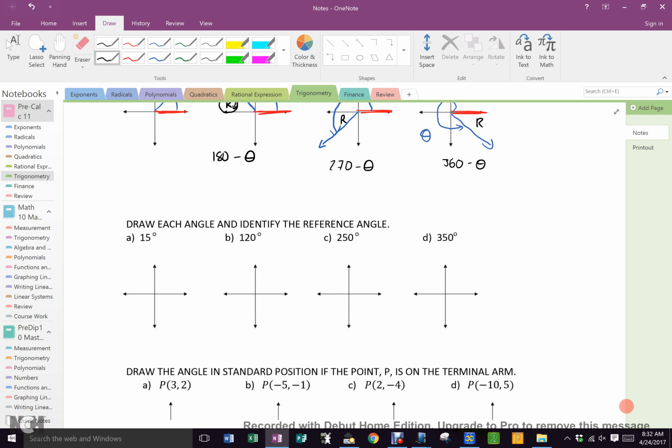So now I want you to draw each angle and identify the reference angle. Now when I say identify the reference angle, I want a measurement. It shouldn't take very long. Go.